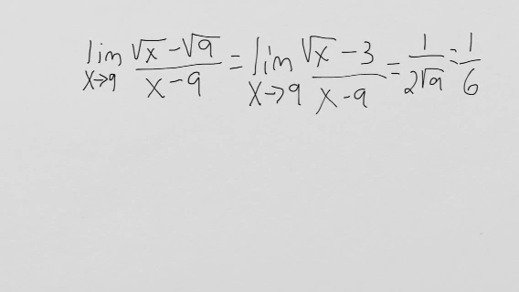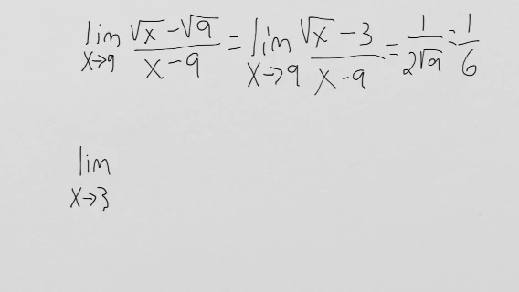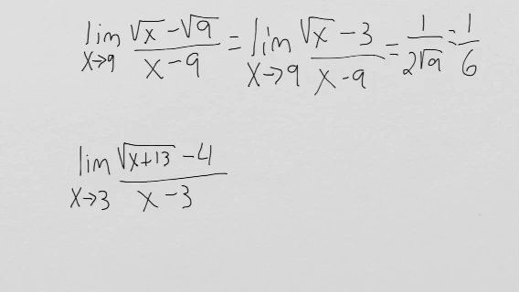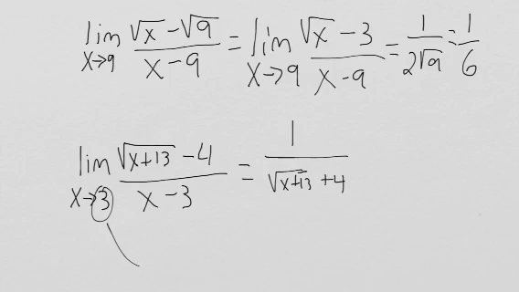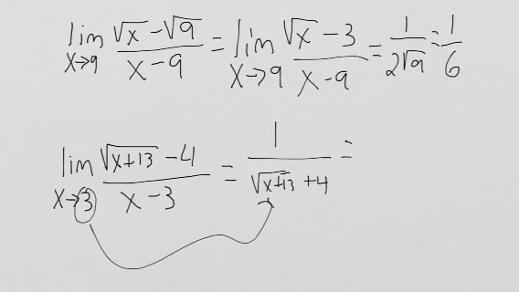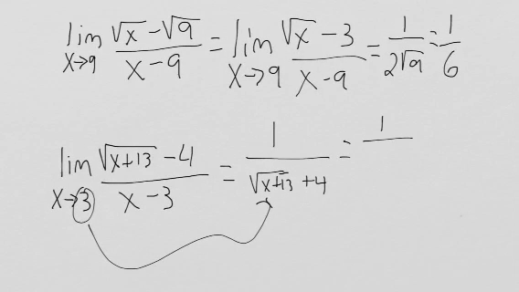Now I want to talk about one other case really quick. So looking down here, notice the difference here. We have square root x plus 13 instead of just square root x. So now when we do this algebraically, we're going to end up getting 1 divided by square root x plus 13 plus 4 when we do our conjugate work. And then we're going to be able to plug in 3 for x. And our final answer ends up being 1 over square root 16, which is 4, plus 4, which equals 1/8.